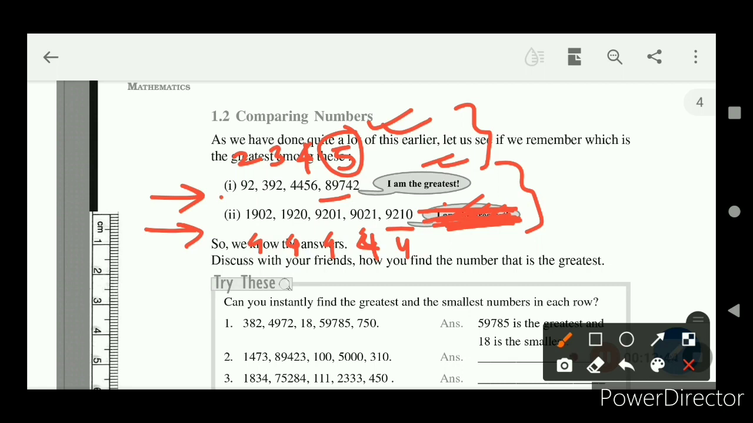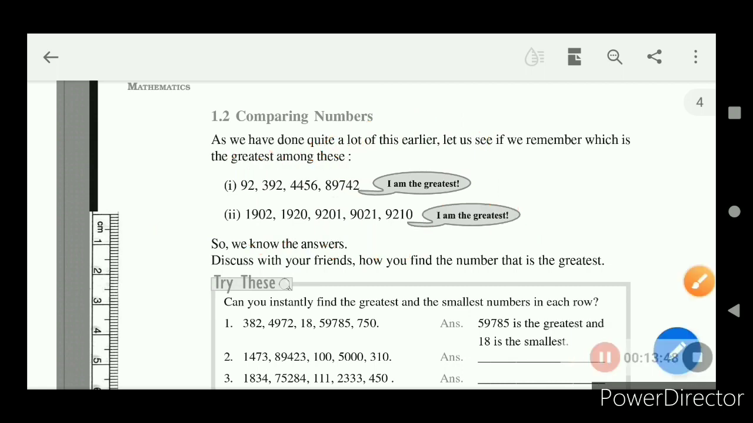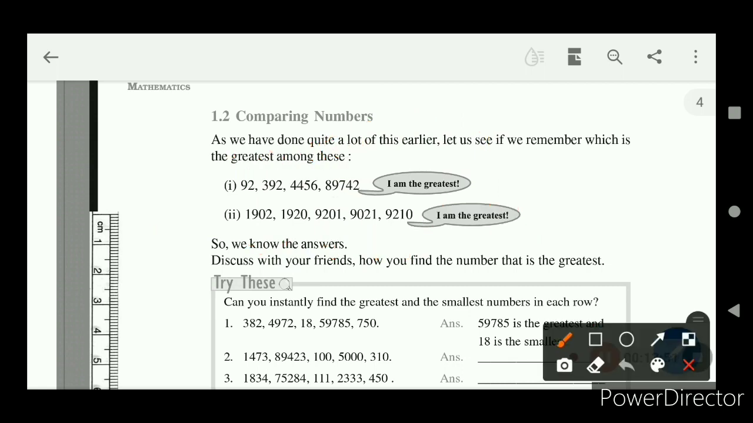Now what we do is compare the leftmost digits, right? So let us compare the leftmost digits. We have 1 here, 1 here, and 9, 9, 9. So what we know now is that we have 2 numbers starting with 1 and 3 numbers starting with 9.